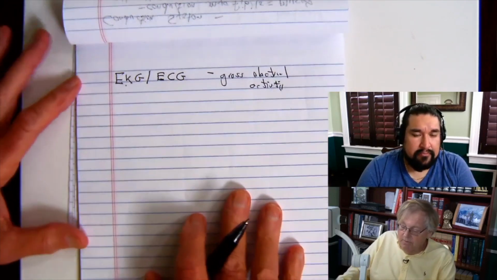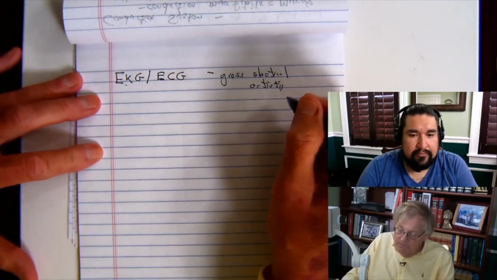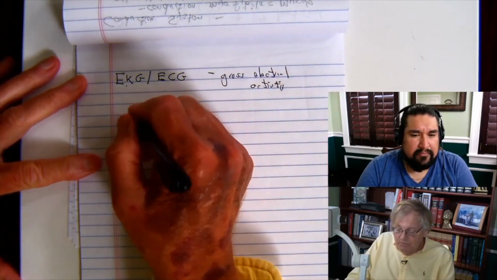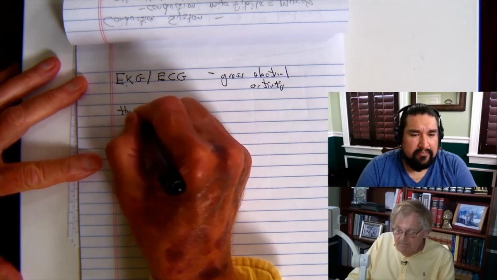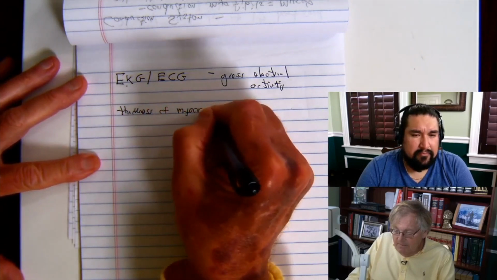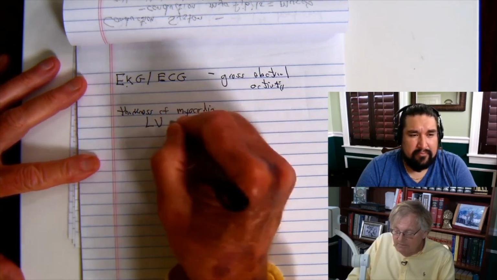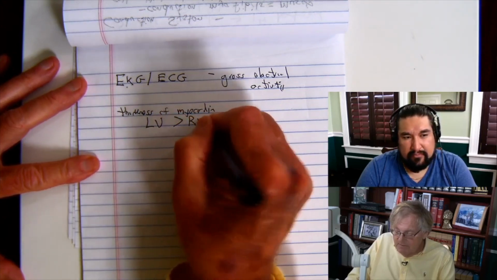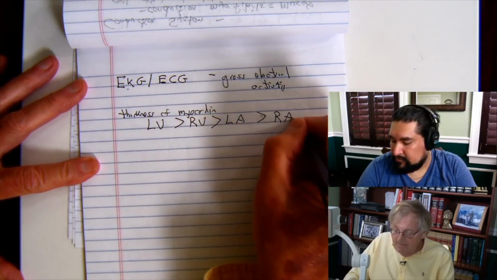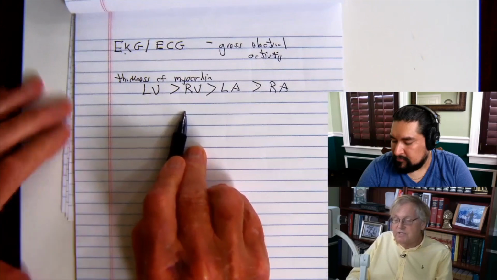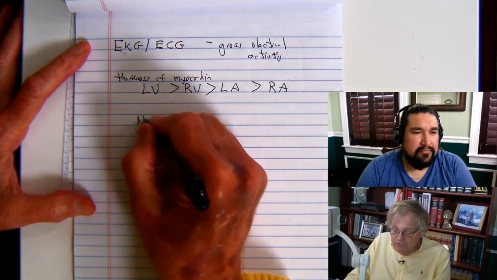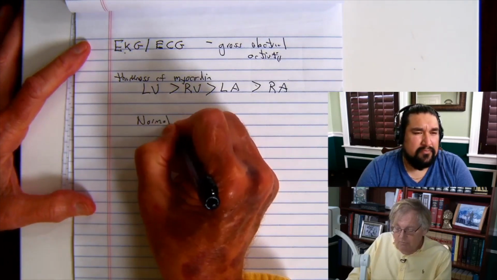And so therefore, if we look at each chamber, we know that the pumping chambers would have to have more muscle mass than the collecting chambers. So if we look at the thickness of the myocardium, the left ventricle is thicker than the right ventricle, which is thicker than the left atrium, which is thicker than the right atrium. So therefore, when we do an EKG and I put leads on you, I'm going to say that this is a normal EKG.